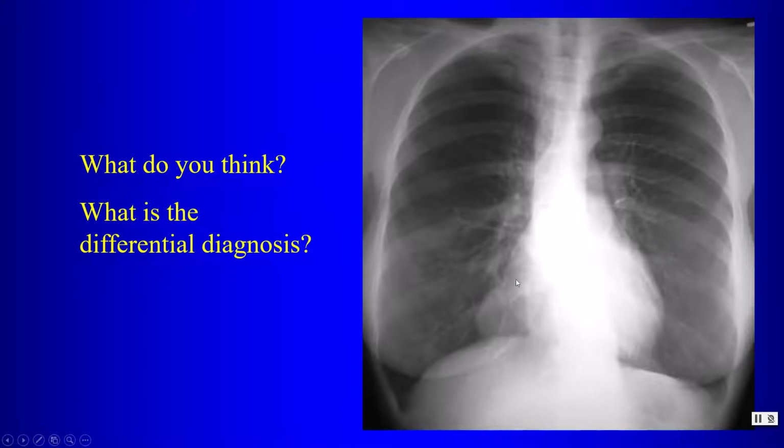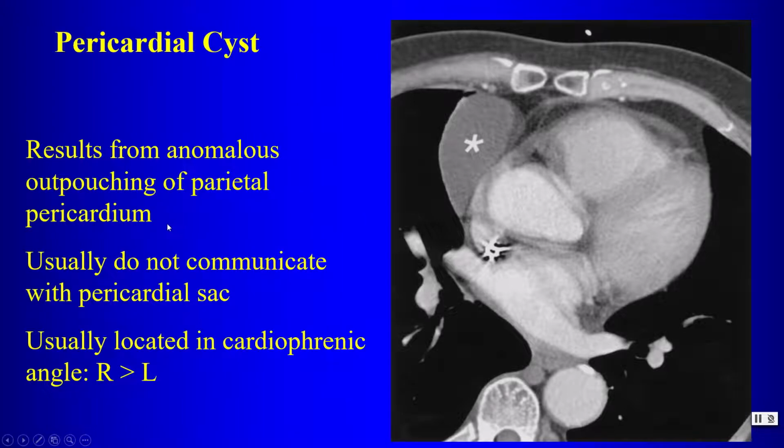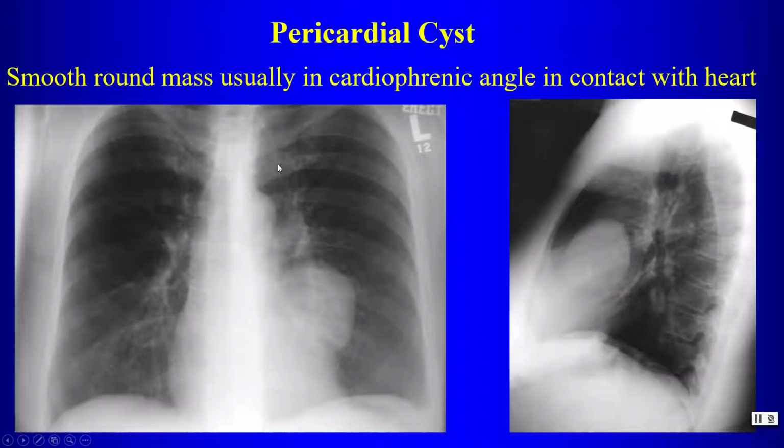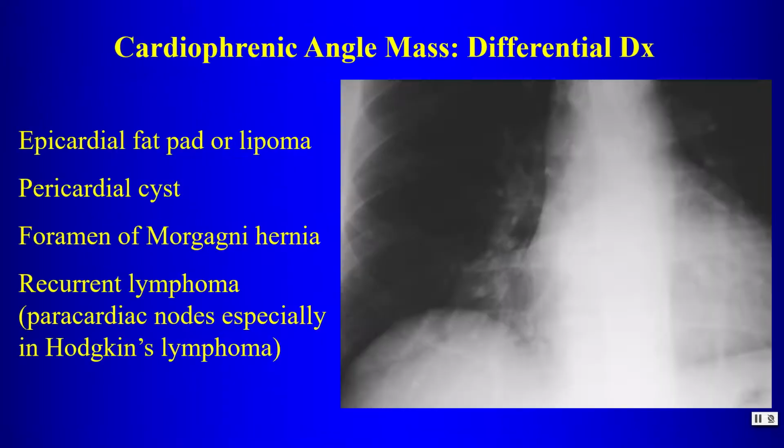Okay, so here we have a patient with a mass in the right cardiophrenic angle. There is a differential for this. On the CT, we see that it is fluid in attenuation, in contact with the pericardium. In this case, this is a pericardial cyst. A pericardial cyst results from an anomalous outpouching of the parietal pericardium. These are common in the right and left cardiophrenic angle, more often on the right. These do not communicate with the pericardial sac. So a pericardial cyst can give you these round masses in contact with the pericardium, very commonly in the cardiophrenic angle, fluid attenuation, thin wall, no nodularity, no enhancement. So that is a pericardial cyst.